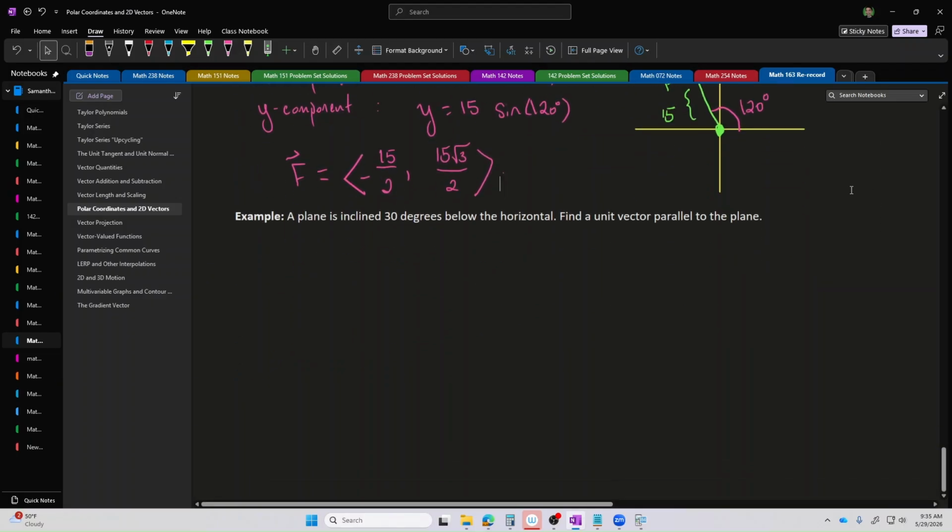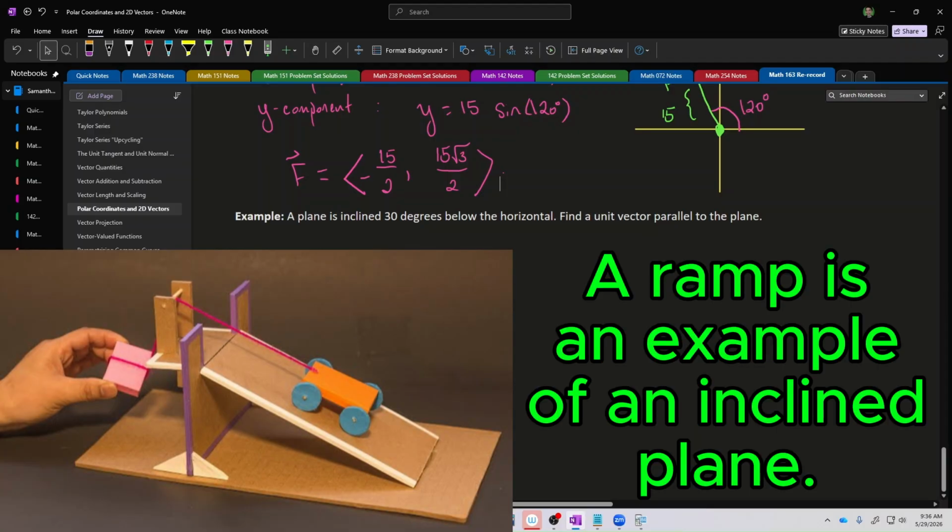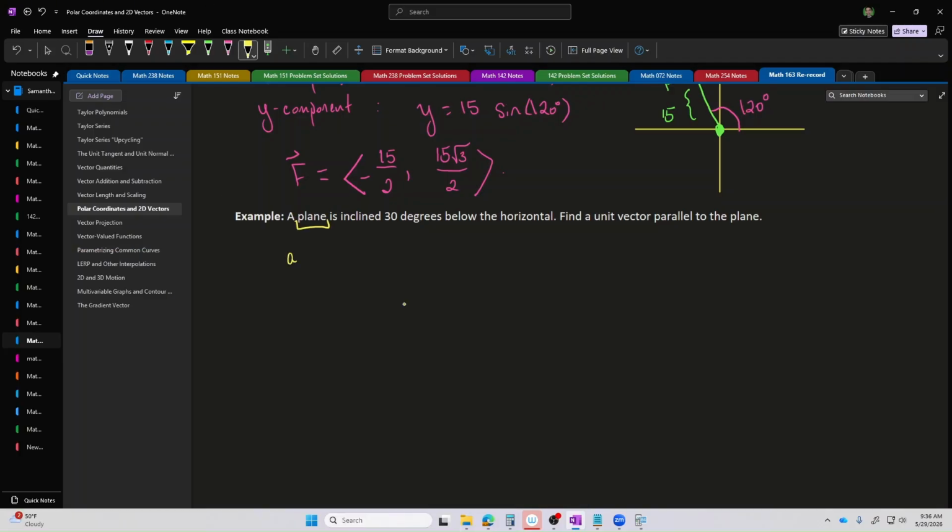Another vector problem: someone gives us an inclined plane, a plane that's inclined 30 degrees below the horizontal. Now, to emphasize, we're not talking about an airplane here. We're talking about a plane in the sense of a flat surface. So to quickly sketch this situation, I have a horizontal line and I have a flat surface that is inclined 30 degrees below this horizontal.